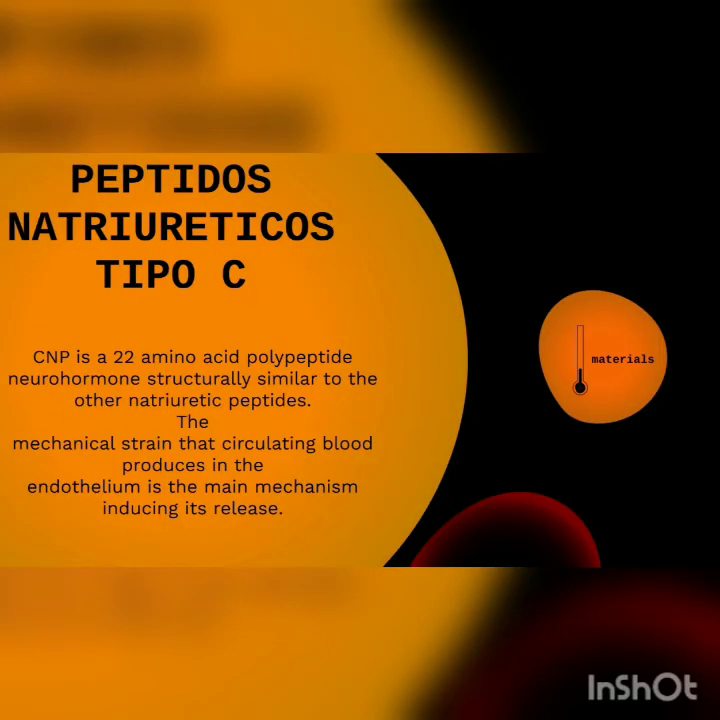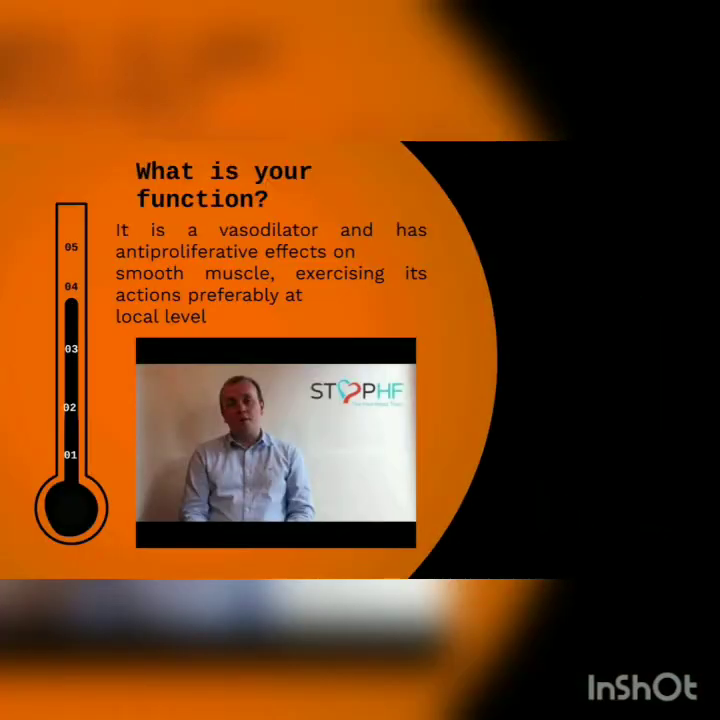Natriuretic peptides type C. CNP is a 22 amino acid polypeptide neurohormone, structurally similar to the other natriuretic peptides. The mechanical strength that circulating blood produces in the endothelium is the main mechanism inducing its release. And what is its function? It's a vasodilator and has antiproliferative effects on smooth muscle, exercising its actions preferably at local level. Now we will see a video about the natriuretic peptides.